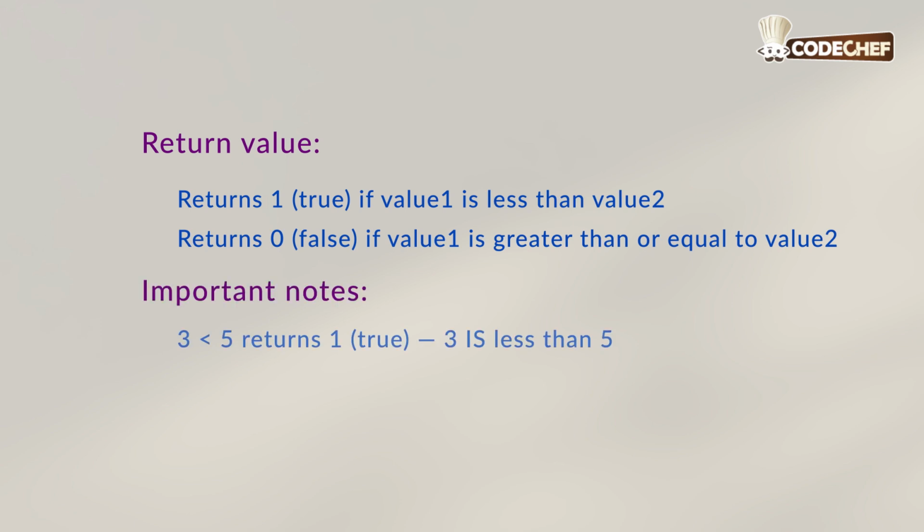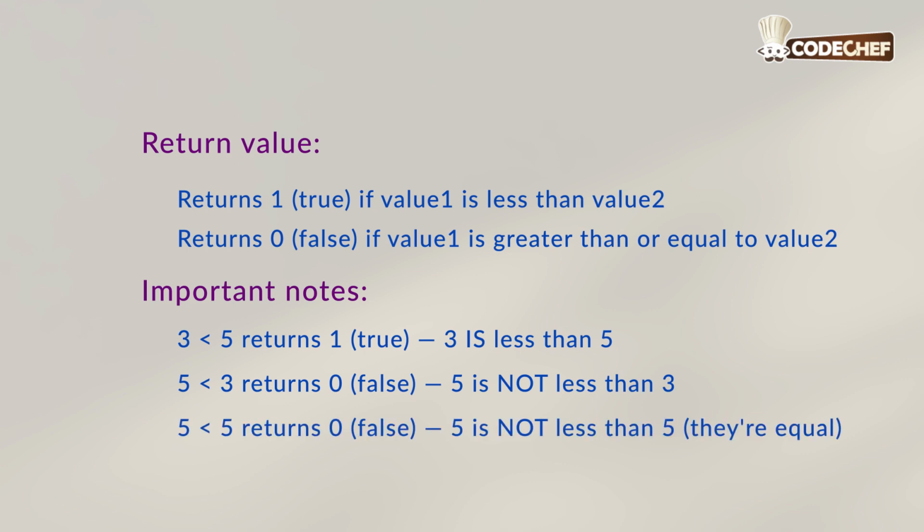So if 3 is lesser than 5 returns 1, it is true because 3 is less than 5, and 5 is less than 3 returns 0, which is false because 5 is not less than 3, and 5 is less than 5 returns 0 again because 5 is not less than 5, they are equal.